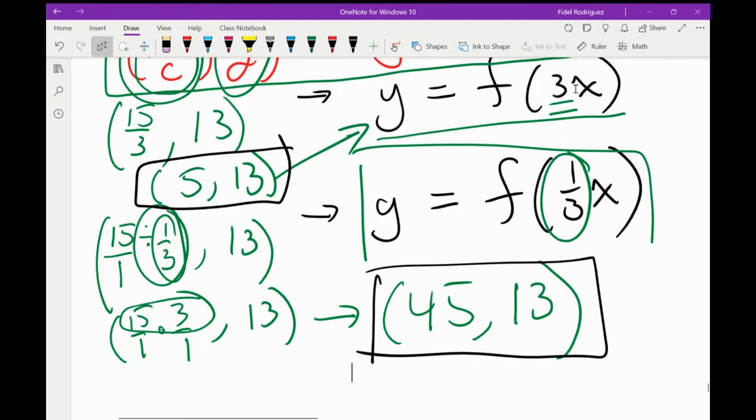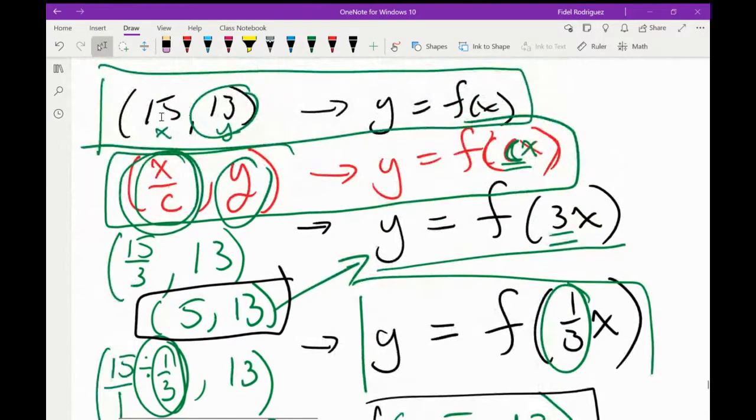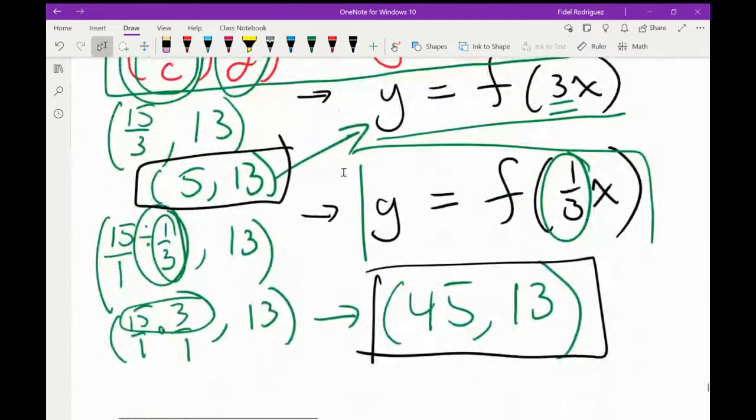Because I'm taking whatever the number c is here, that 3 or that 1/3, and I'm dividing it into whatever my number x was. In this case, our x number was 15. So to show you that I'm telling you the truth here, let's come back to our particular problem.